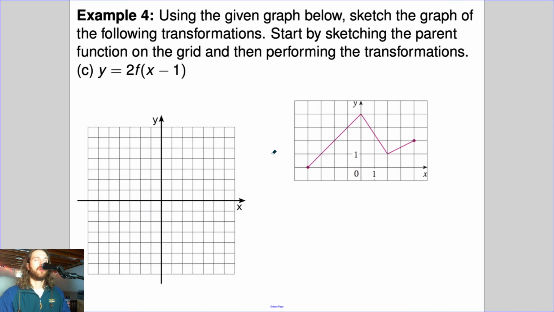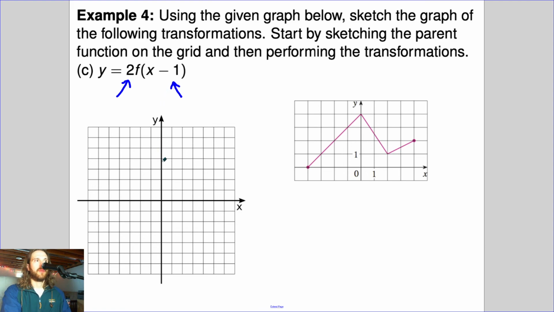Okay, this one's a little harder, but not too bad. What do we do first? Following the order of operations, if you were to plug in a number for x, you would subtract 1, then send it through the function, so to speak, right? So we're going to do the inside of the parentheses first, then we're going to do our vertical stretch. So here is our vertical stretch. The 2 gives us a vertical stretch. This gives us a shift 1 to the right.